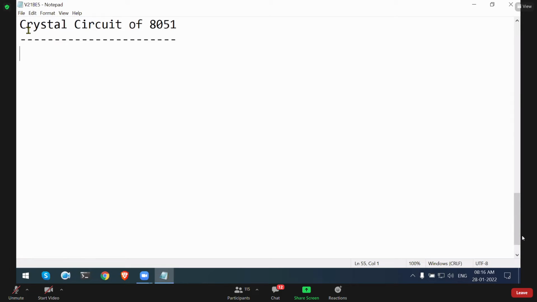For every clock pulse, the CPU will do some operation like fetching, decoding, executing. The CPU will do this fetch, decode, execute operation with respect to clock pulses only. If the clock pulses are not given to the CPU, then the CPU will not execute the program. The clock pulses are given through this crystal circuit.